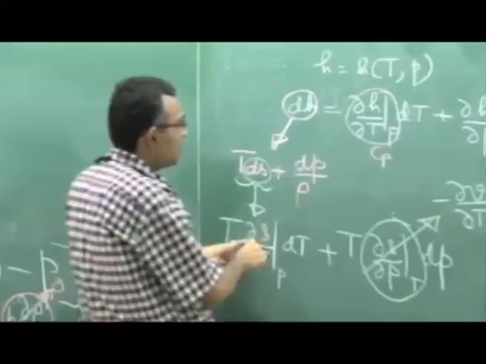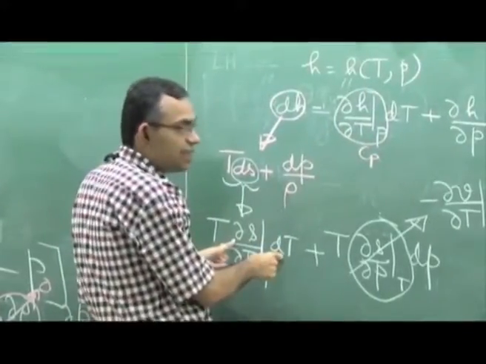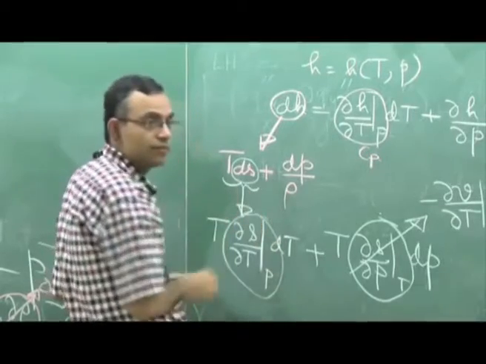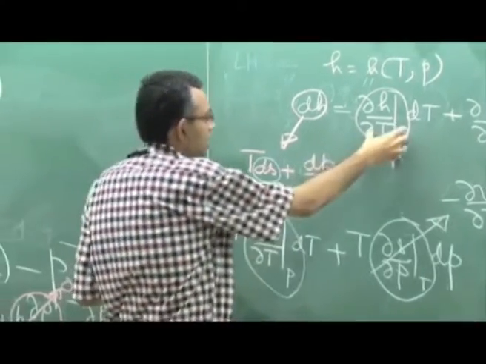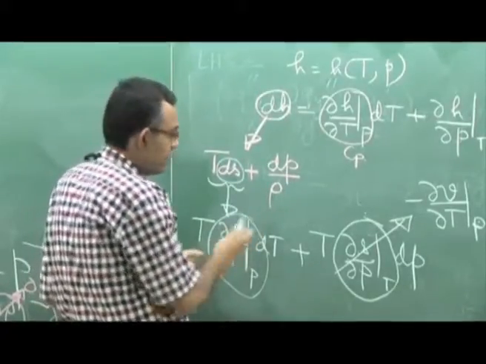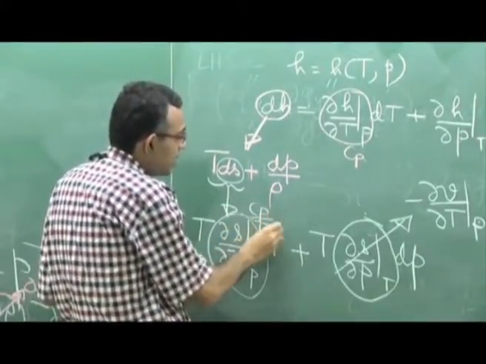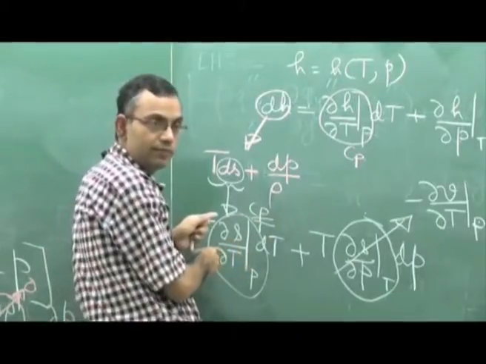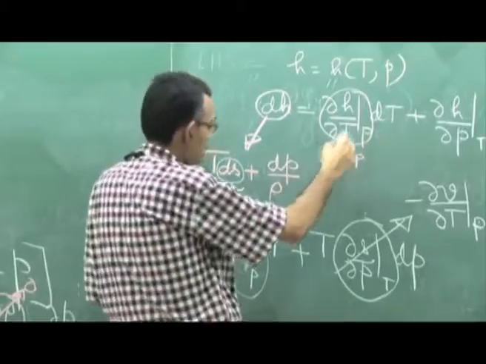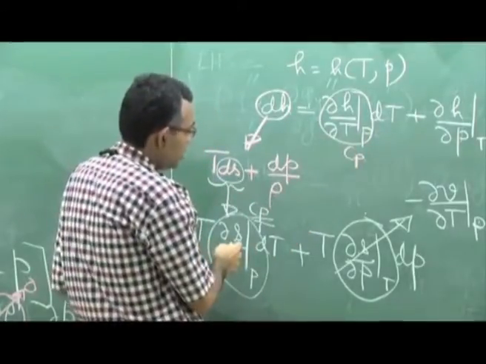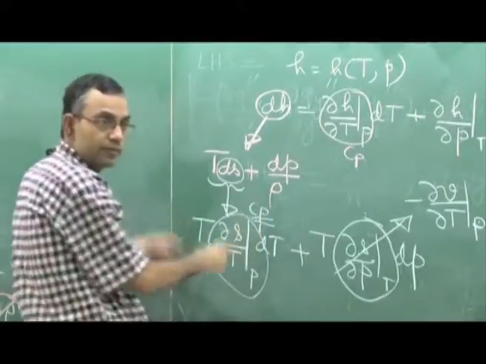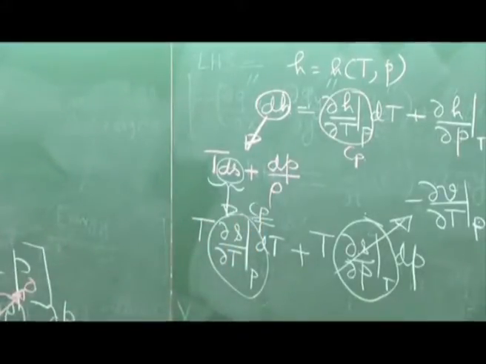Now if you compare this with this, the left hand side has dt and the right hand side has dt. Then what is this? This is Cp, and this is T into this, so this is Cp by T, right? The left hand side and right hand side coefficient of dt must be the same. You follow this, right? This is Cp, this is T into this, so this also should be Cp, so this must be Cp by T. Okay.